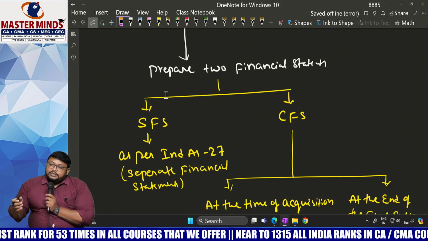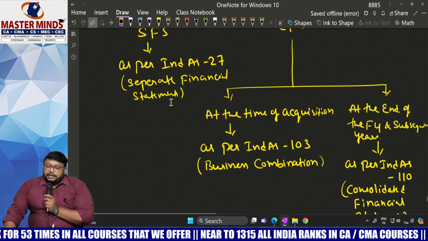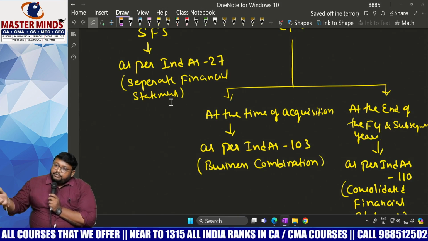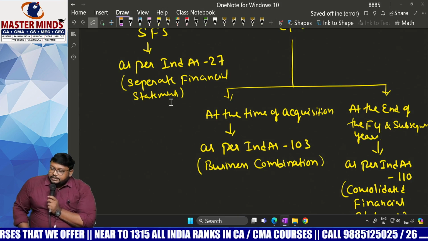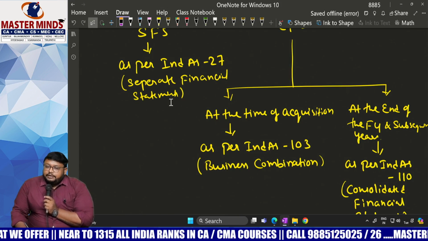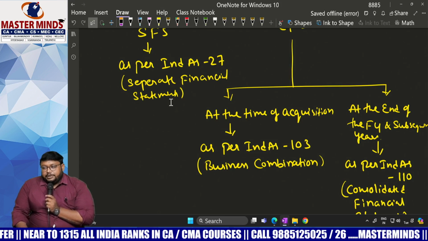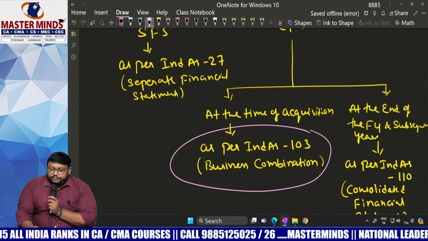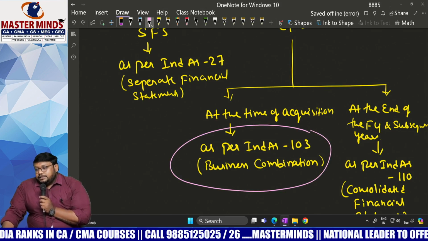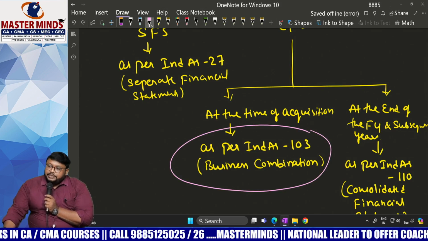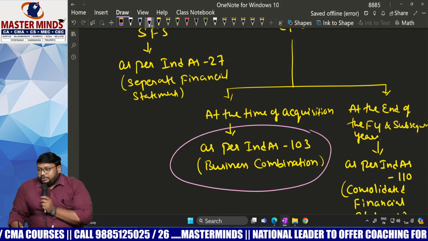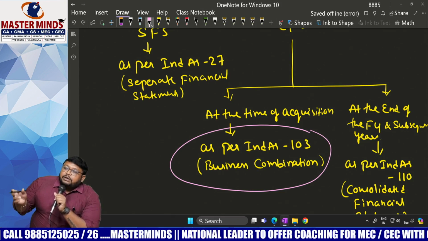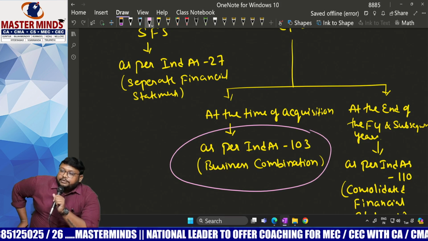When we are preparing consolidated financial statements, we have to check: at the date of acquisition we have to prepare consolidated financial statements, and at the end of the year also we have to prepare consolidated financial statements. At the date of acquisition, we will prepare that consolidated financial statement as per Ind AS 103. So Ind AS 103 will come into play at the date of acquisition, so business combination will apply on that particular date. In business combination, every time we do accounting, it is on the date of acquisition.